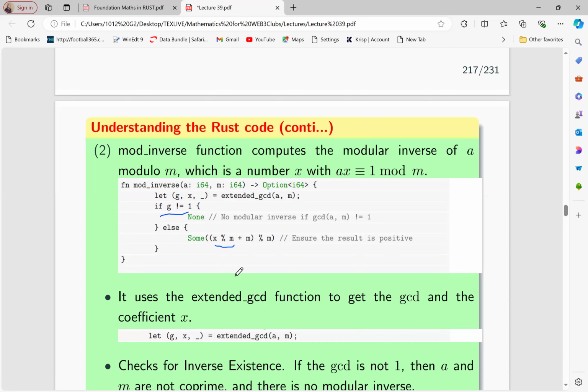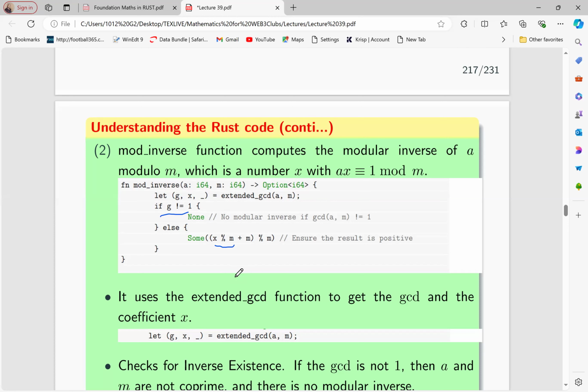It has taken X. That was the coefficient of A. So you see that the one above had calculated for us the GCD, then the coefficient of A as X, and the coefficient of B as Y. So when this one discovers that the GCD was 1, it picks that X, which is the coefficient of A, and then divides it by M and writes the remainder of X on division by M. That must be a positive result.